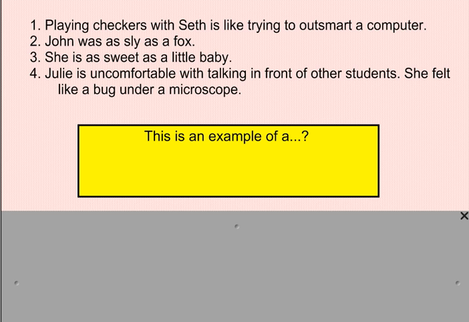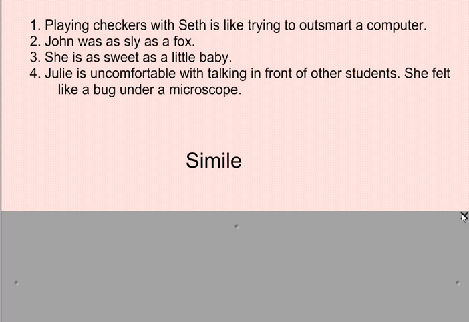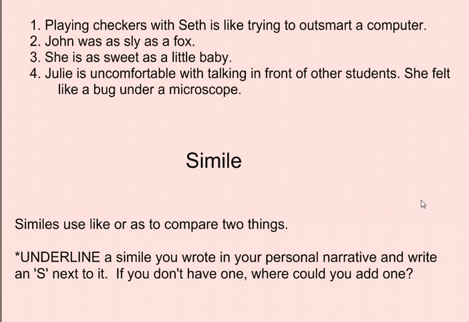Here you're going to see 4 sentences. Please read these 4 sentences and then where you wrote down A, write down what type of figurative language you think this is. Please pause the video and start when you're ready. This is an example of, if you said simile, you are correct. Remember, a simile uses like or as to compare two things.